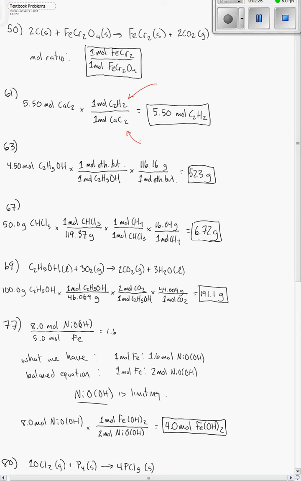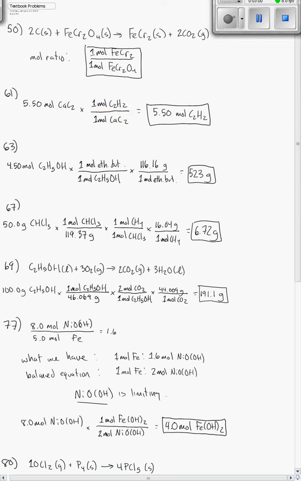From here, it's just a matter of using this mole ratio to cancel out the units you don't want, in this case moles of calcium carbide, and to leave you with the units you do want, moles of acetylene, C2H2. So providing your units work out here and you use the correct coefficients, you should be able to get the right answers. You have your starting moles of calcium carbide, multiply it by the mole ratio to get moles of C2H2. Use the mole ratio to go from moles of one substance to moles of another.